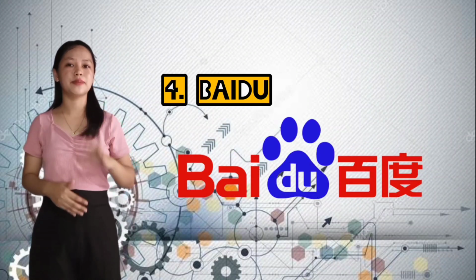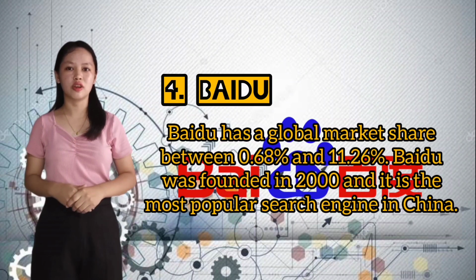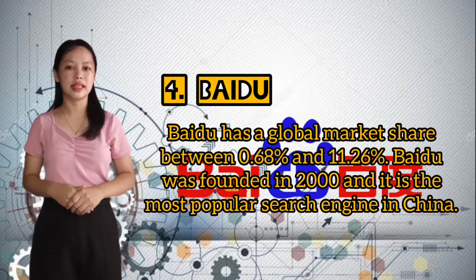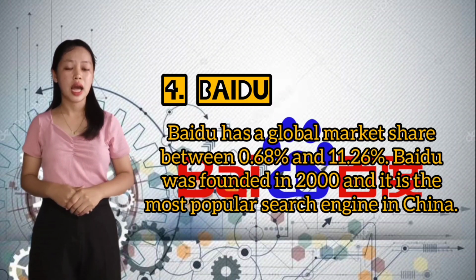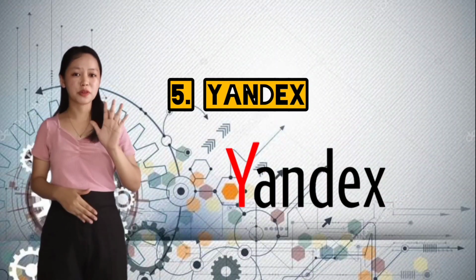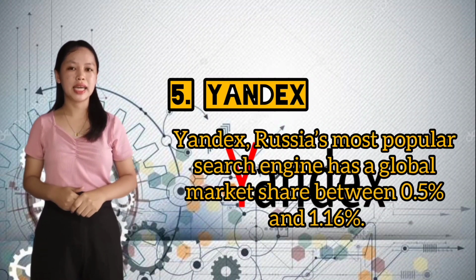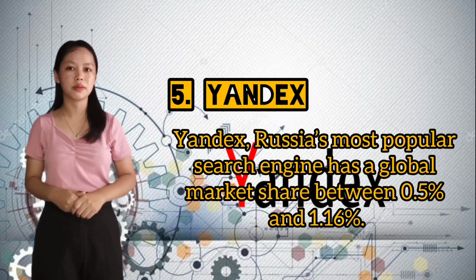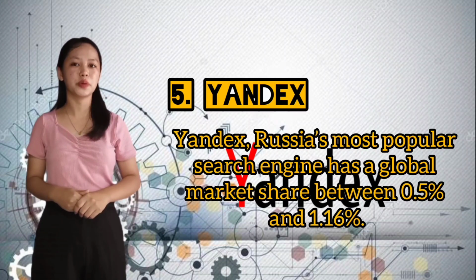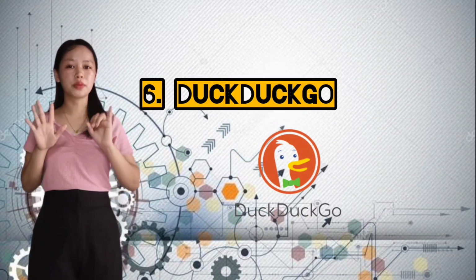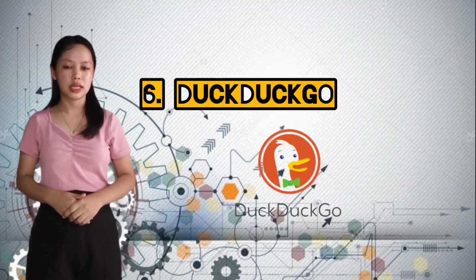Number 4 is Baidu. Baidu has a global market share between 0.68% and 11.26%. Baidu was founded in 2000 and it is the most popular search engine in China. Number 5 is Yandex. Yandex, Russia's most popular search engine, has a global market share between 0.5% and 1.16%.